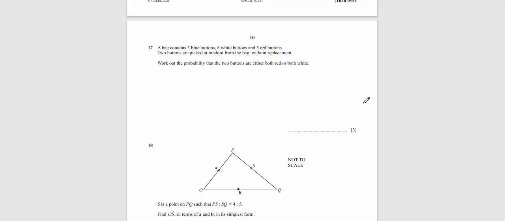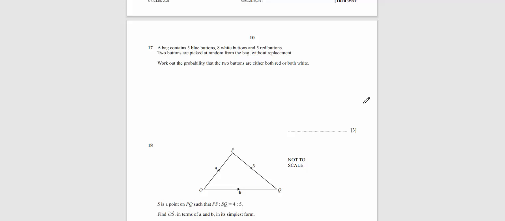Alright, let's look at number 17. We have a bag that contains 3 blue buttons, 8 white buttons, and 5 red buttons. 2 buttons are picked at random from the bag without replacement. Work out the probability that the 2 buttons are both red or both white. Okay.